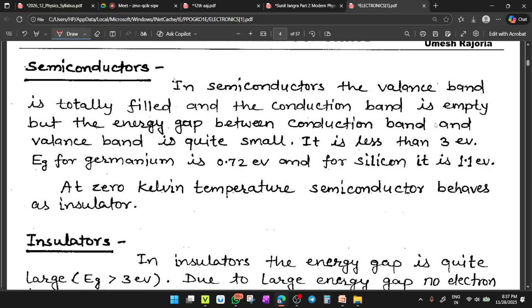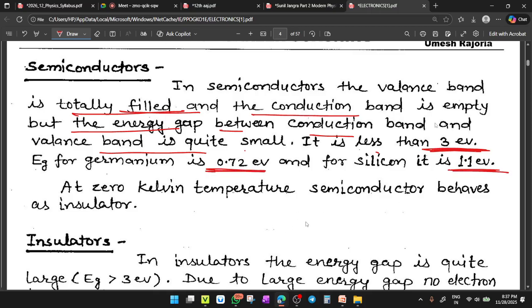In semiconductors, the valence band is totally filled and the conduction band is empty, but the energy gap between the conduction band and valence band is quite small. It is less than 3 electron volt. For germanium, it is 0.72 electron volt and for silicon, it is 1.1 electron volt. These are typical semiconductors. For a silicon semiconductor, the energy gap is equal to 1.1 electron volt and for germanium, the energy gap is equal to 0.72 electron volt.